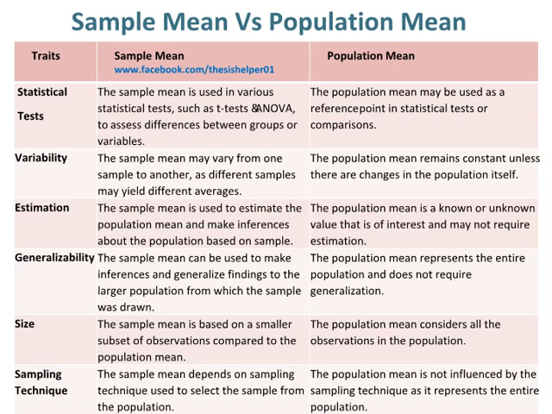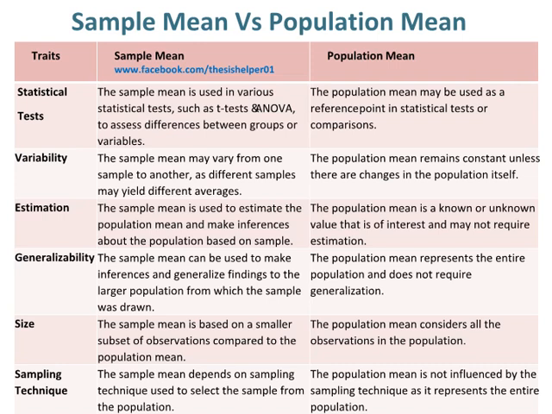The sample mean is used to estimate the population mean and make inferences about the population based on the sample. Whereas, the population mean is a known or unknown value that is of interest and may not require estimation. The sample mean can be used to make inferences and generalize findings to the larger population from which the sample was drawn. Whereas, the population mean represents the entire population and does not require generalization.